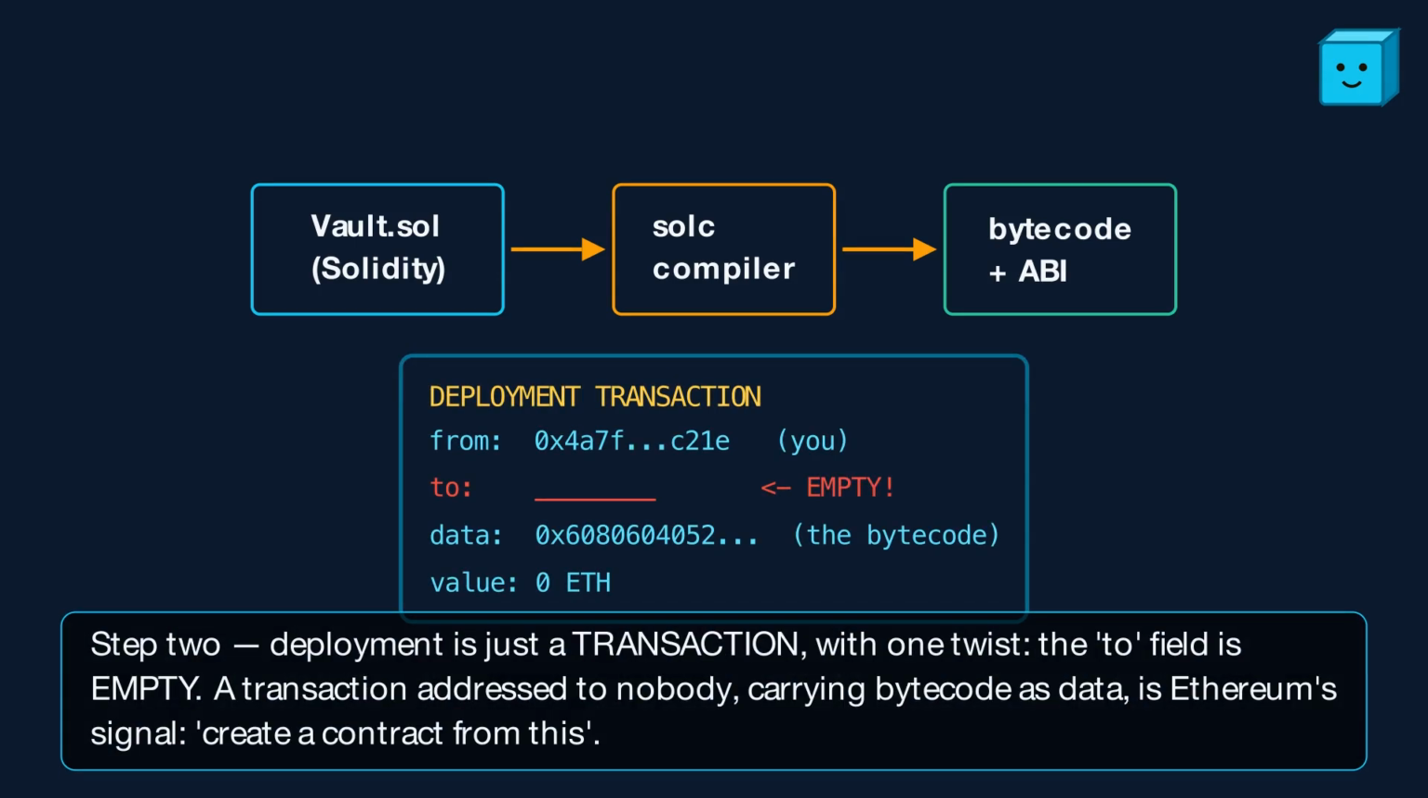Step 2. Deployment is just a transaction, with one twist. The to field is empty. A transaction addressed to nobody, carrying bytecode as data, is Ethereum's signal: create a contract from this.